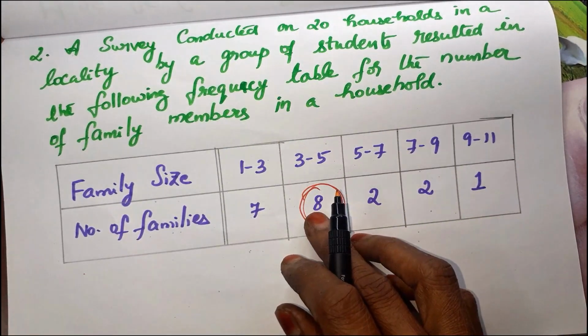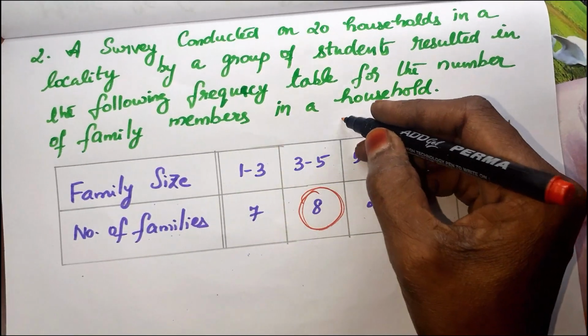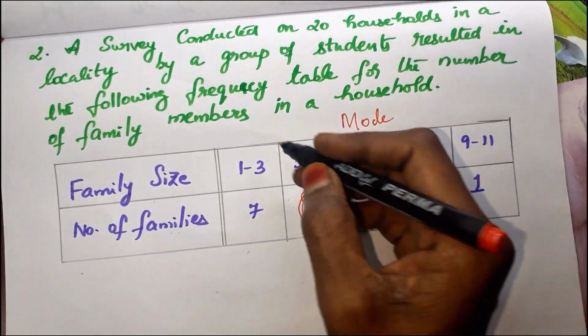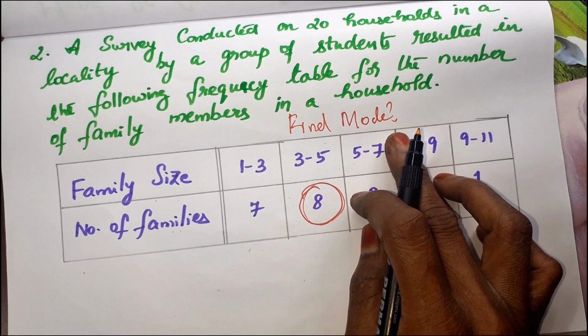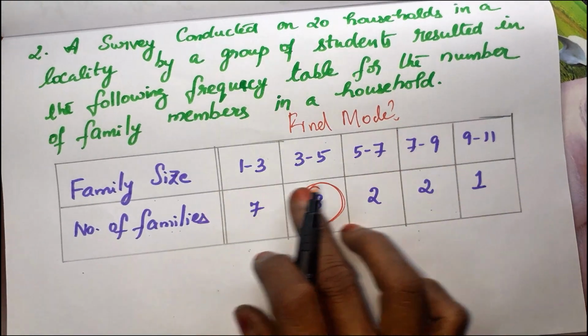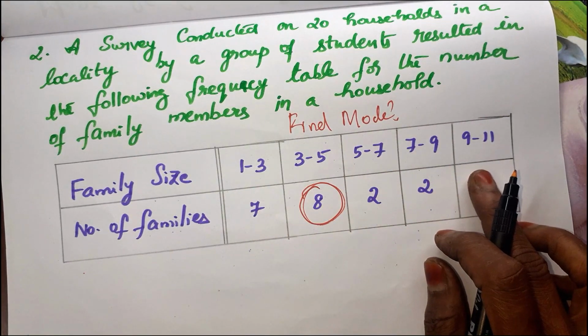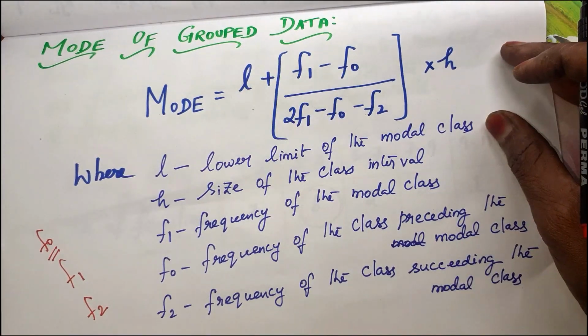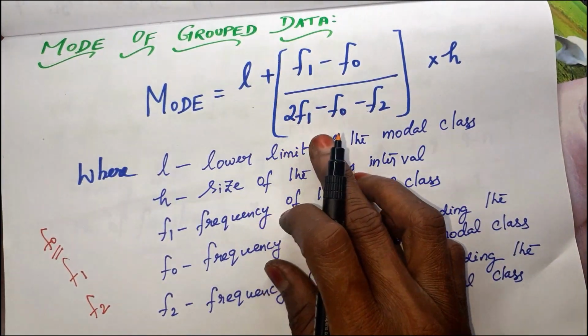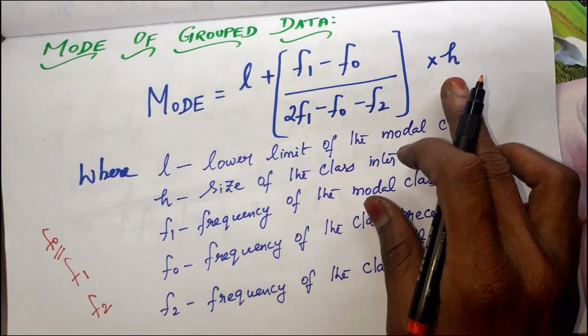So what we have to find? We have to find the mode. So this only we are going to find. For that, since the data given is grouped data, we have to use the formula: mode is equal to L plus (F1 minus F0) by (2 F1 minus F0 minus F2), into H.